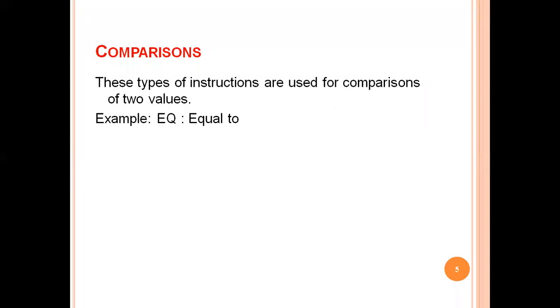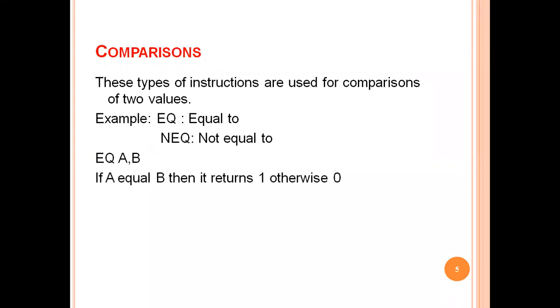Clear? Here the comparison, see the first example I have shown here, that eq, that means equal to, that means if the data is equal to that, it will return 1, otherwise it will return 0. That means if a equals b, then it returns 1 and otherwise returns 0. Why 1 and 0? You know that computer only understands the binary value. Here 1 is true and 0 is false.